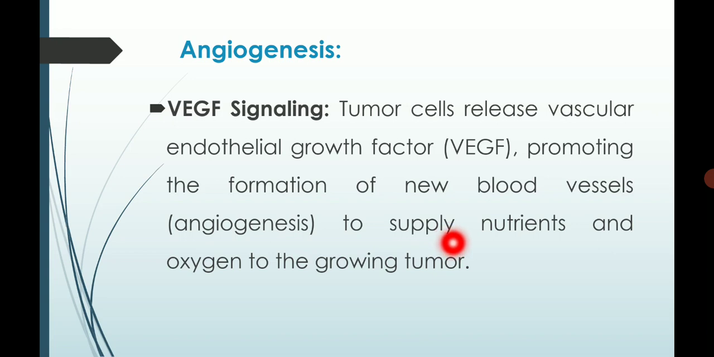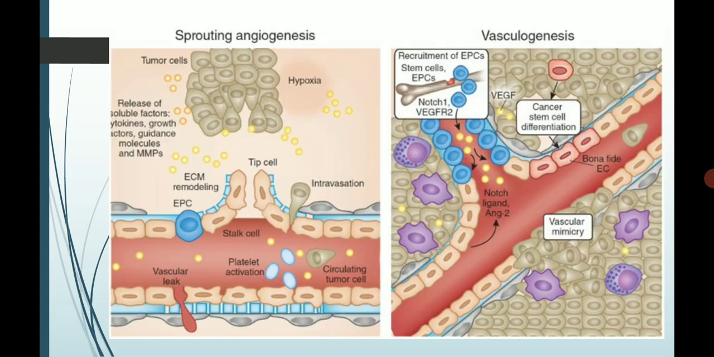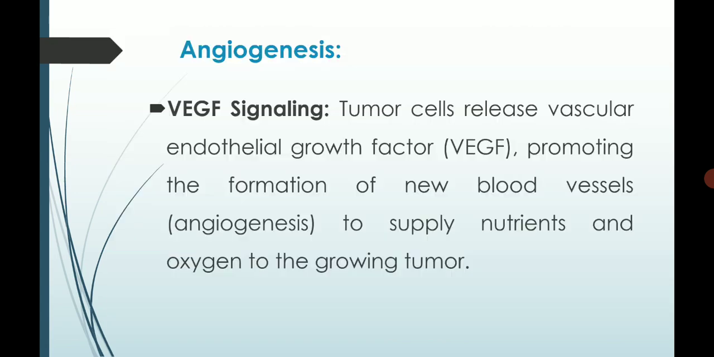So to supply nutrients and oxygen to those newly forming cells, the cancer cells will form new blood vessels. That process of new blood vessel formation is called angiogenesis. You can see the differences here. These are the tumor cells that are present in a particular location of the body. They are releasing the signals called VEGF factor. So these factors form the new blood vessels. In this second picture, you can see vasculogenesis, the new blood vessel formation that takes the oxygen and nutrients along with the blood circulation to the newly formed cancer cells. So this is called angiogenesis.